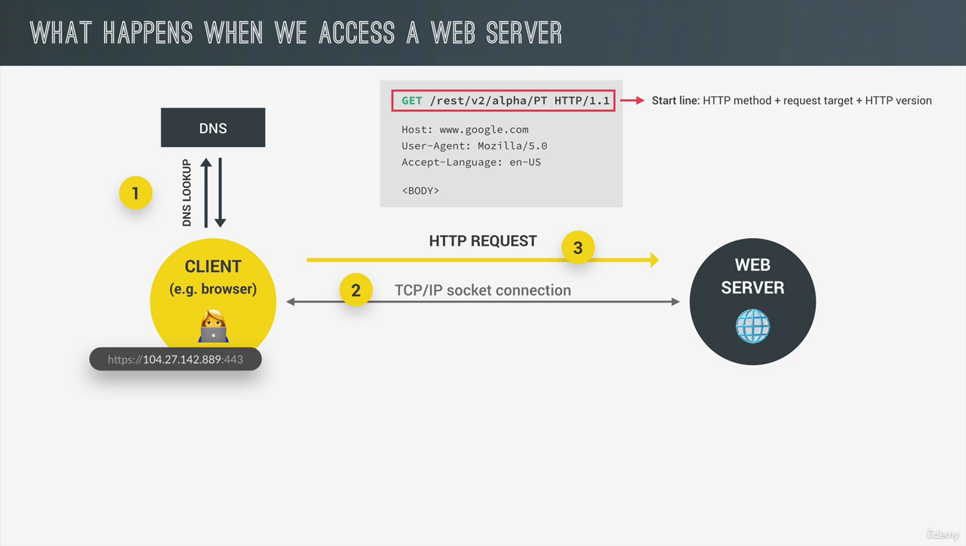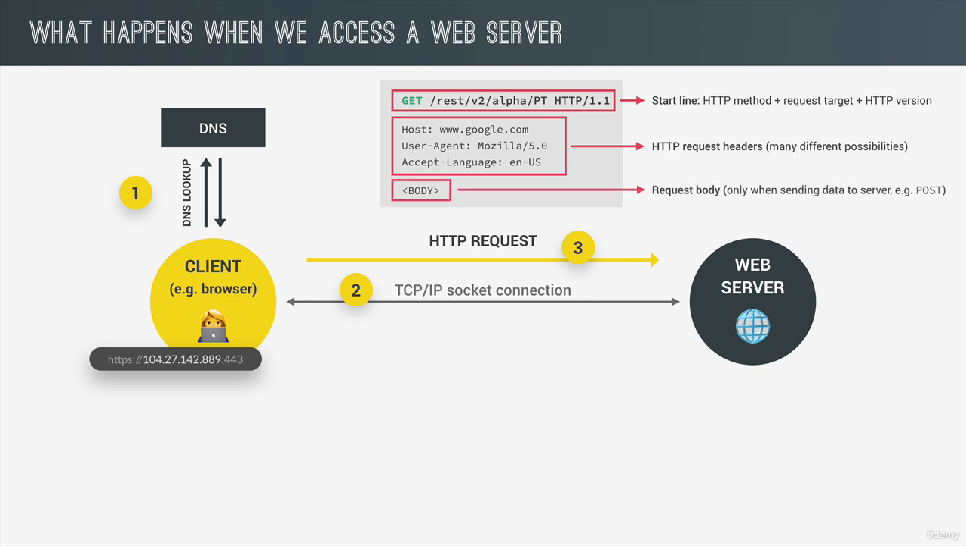Then the next part of the request are the request headers, which is just some information that we sent about the request itself. There are tons of standard different headers, like what browser is used to make the request, at what time, the user's language, and many, many more. Now finally, in the case we're sending data to the server, there will also be a request body. And that body will contain the data that we're sending, for example, coming from an HTML form.